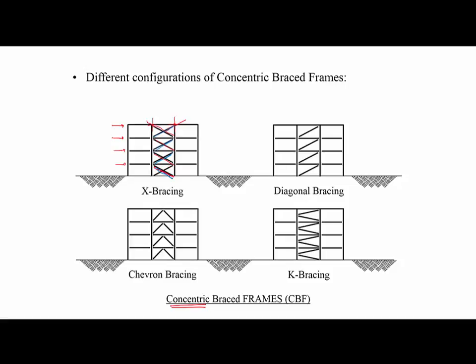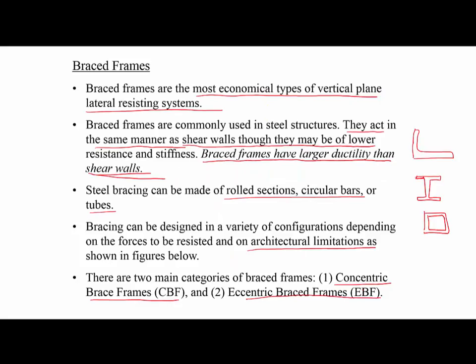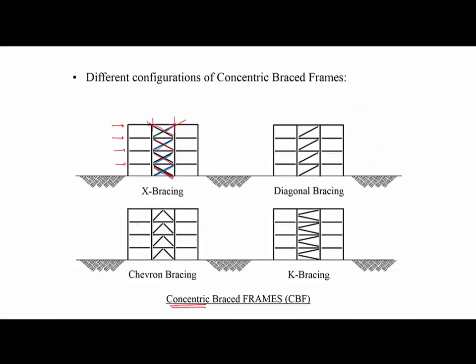This is going to be in compression. This is going to be in tension. Then if the load goes the other way, if it comes from right to left, then the direction of these forces is going to switch. Then the tension members become compression, compression members become tension. In this case, we have a sort of symmetric behavior. We don't have the same for the diagonal bracing. We have a similar situation also with the chevron bracing and also K bracing.